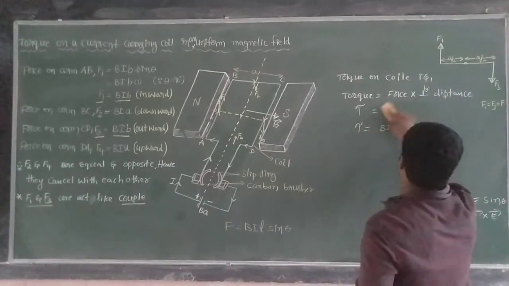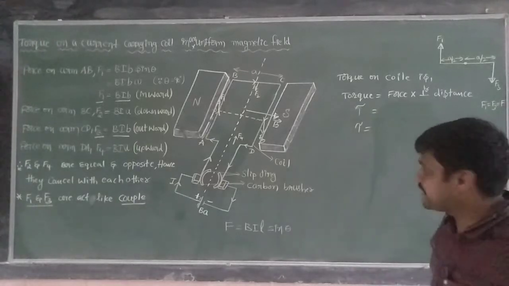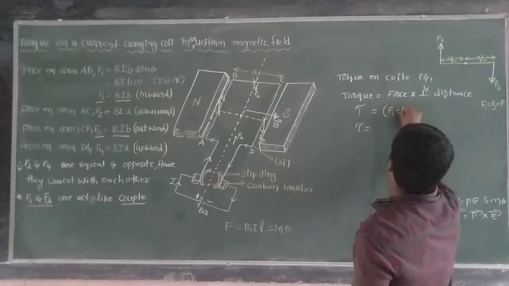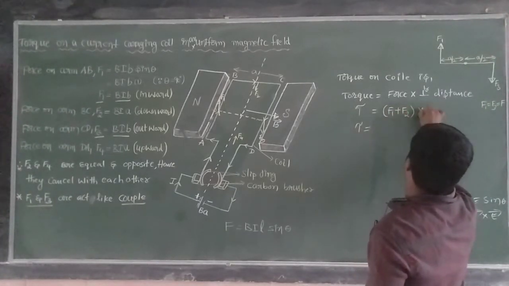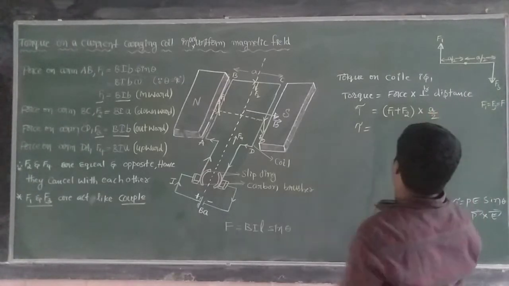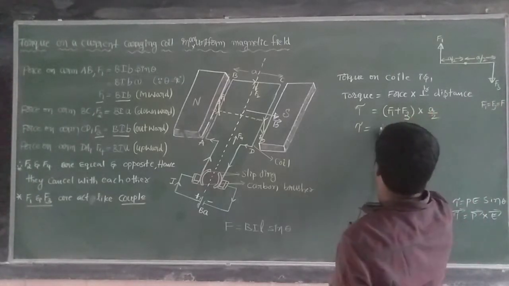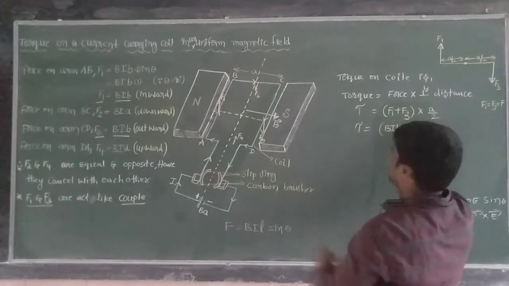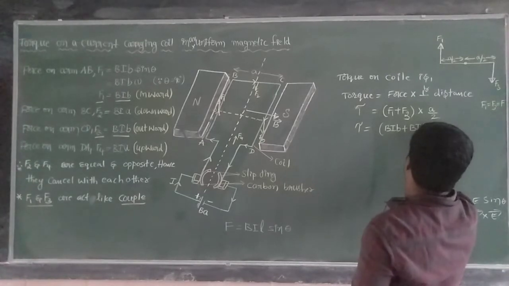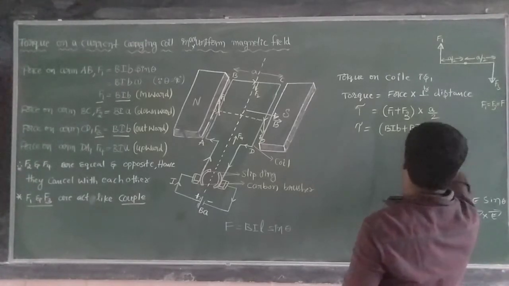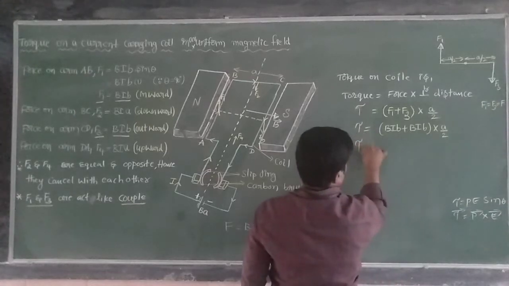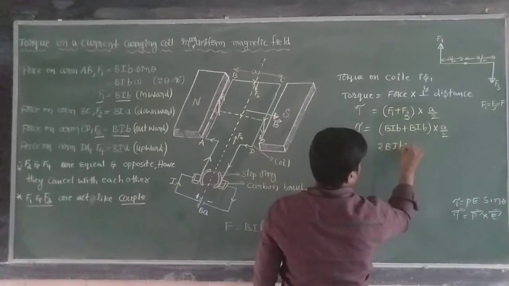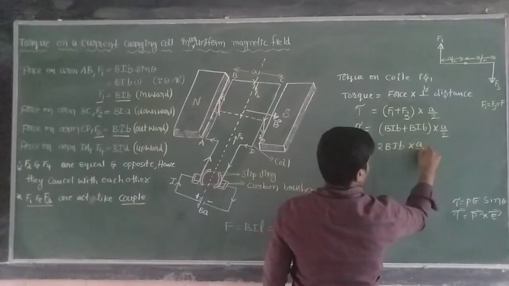Net force we have to take. Net force is nothing but two forces, that means F1 plus F2, into perpendicular distance, which is A by 2. F1 is BIB and F3 is also BIB, into A divided by 2. Next, tau is equal to BIB plus BIB, that is 2BIB into A divided by 2.